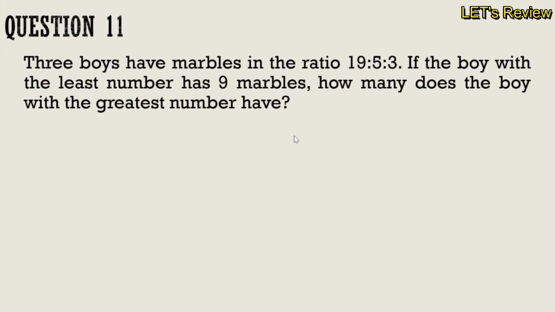Question 11. 3 boys have marbles in the ratio 19:5:3. If the boy with the least number has 9 marbles, how many does the boy with the greatest number have? A. 48, B. 81, C. 60, D. 57.